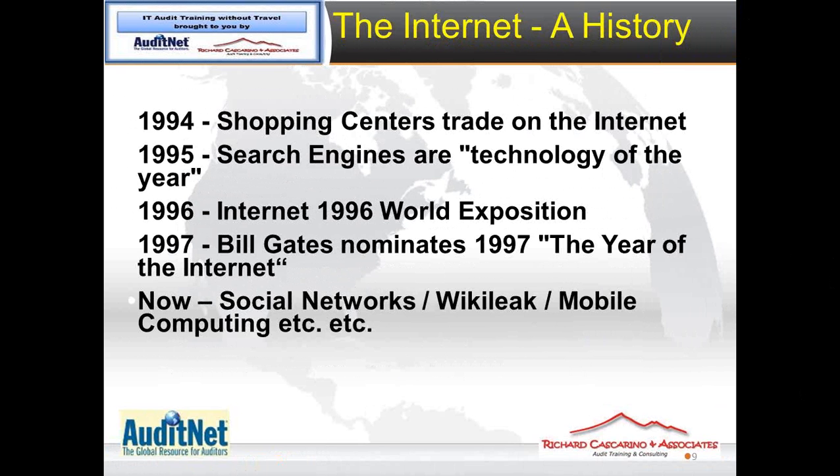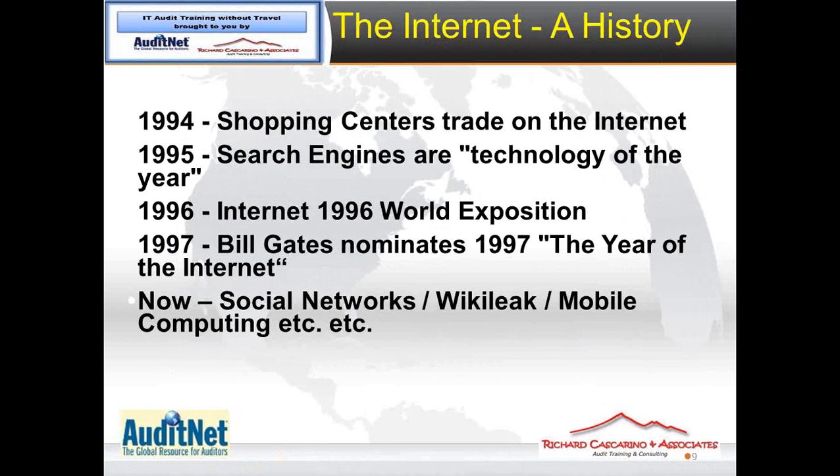But we tend to think that the Internet, number one, has been around forever, and number two, only started about 10, 15 years ago. 1997 was nearly 20 years ago. Now, what have we got? We've got social networks. We've got WikiLeaks. We've got all kinds of mobile computing using the internet as a backbone for our communications.